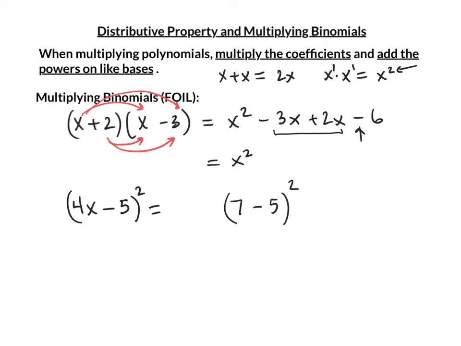This is x squared. These are like terms, and I'm adding and subtracting. The powers never change when you add and subtract. Add the coefficients. Negative 3 plus 2 is negative 1x minus 6. And as I said, you don't need to put the 1.